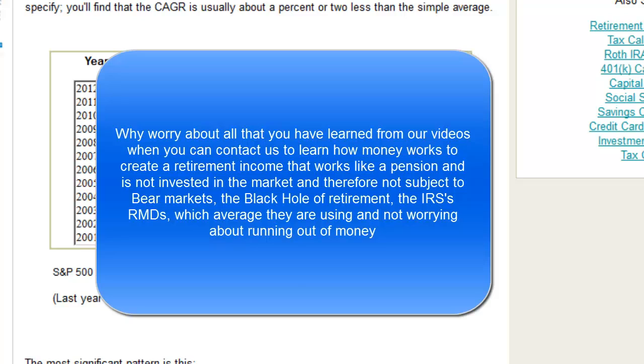Let us teach you the wisdom of how money works for greater stewardship and greater efficiency of your money. And we'll teach you how to create a personal retirement income strategy that works like a pension and is not in the market, so you don't have to worry about which average. And that income possibly might even be higher than if you were in the market. You've got everything to gain and nothing to lose because we don't require any additional out-of-pocket outlay on your part.